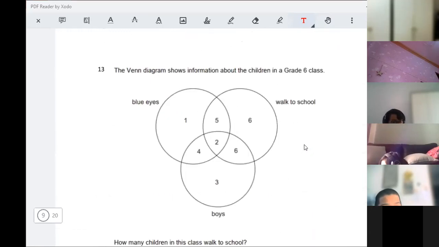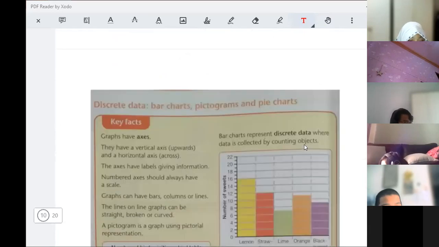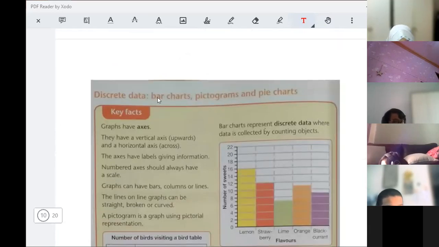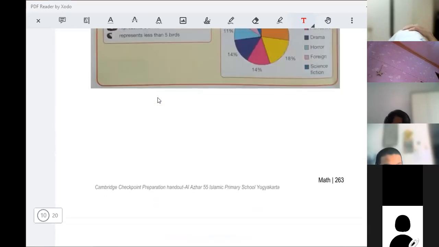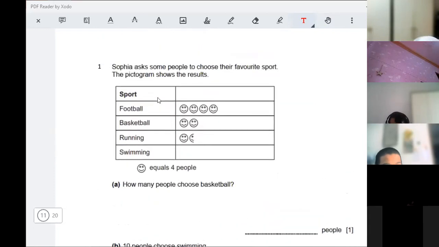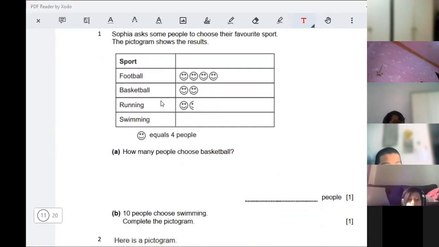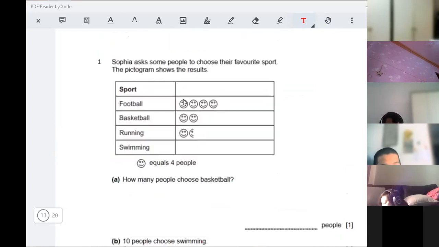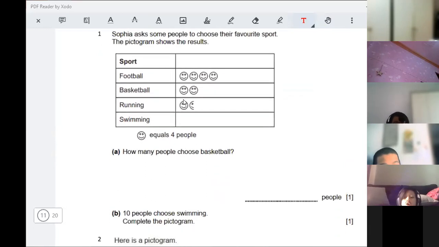Okay, that's for the first graph. Now this one, graph, pictograms and pie chart. It's quite easy. It was learned in grade 2, right? Okay, now we will go to page 264.